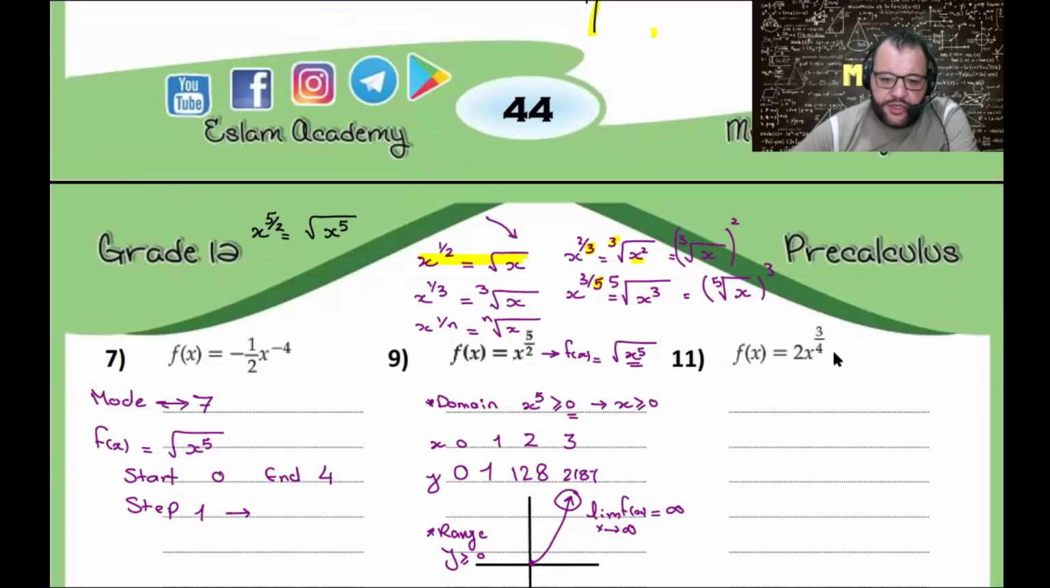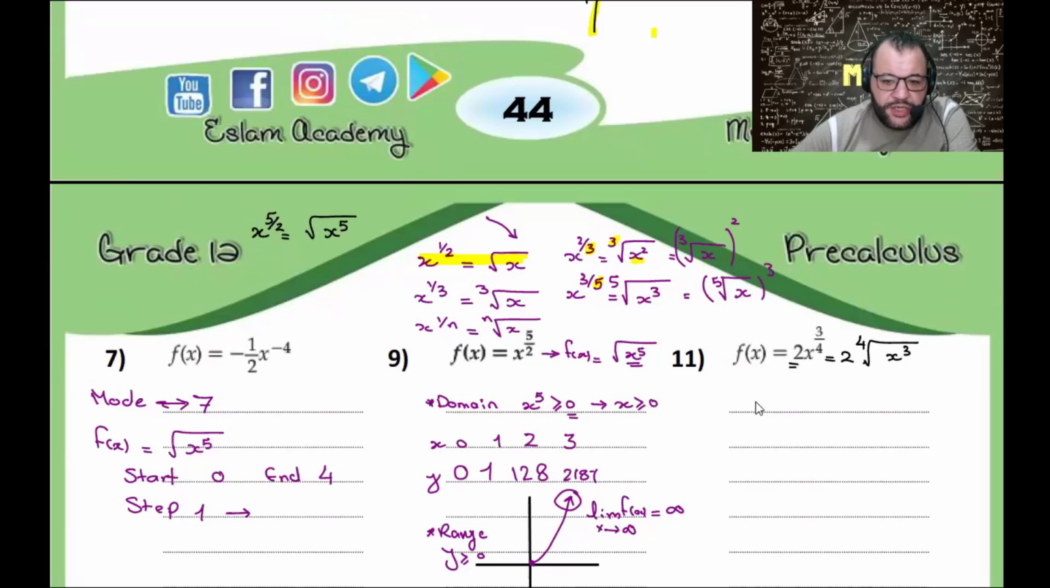For this one, how can we represent it? Square root of... No, we have 2 outside. So leave 2 outside as it is, without any change. 2 times the 4th root of x to the power 3.